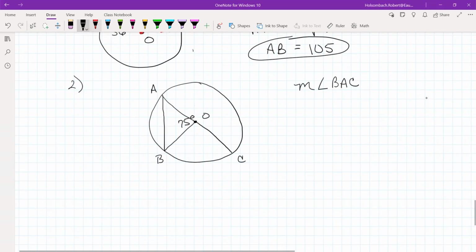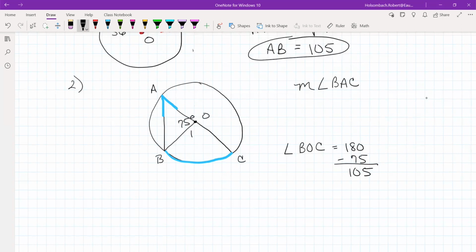So the measure of angle BAC, here it is. The measure of angle BAC is this inscribed angle. And an inscribed angle is equal to half the measure of its intercepted arc. So half of arc BC is equal to the measure of angle BAC. So look, if AOB is 75 degrees, then the angle on the other side here, angle BOC, is equal to 180 minus 75, because those two are a linear pair. So that's 105.